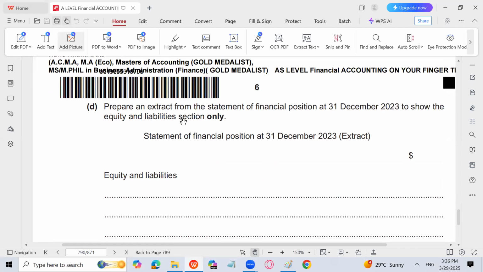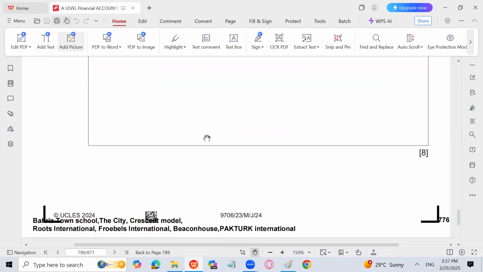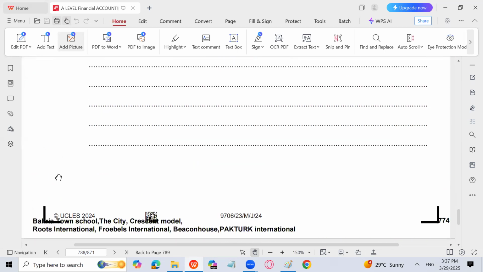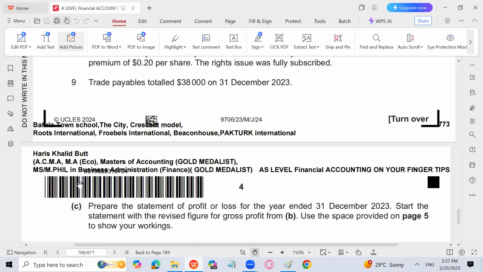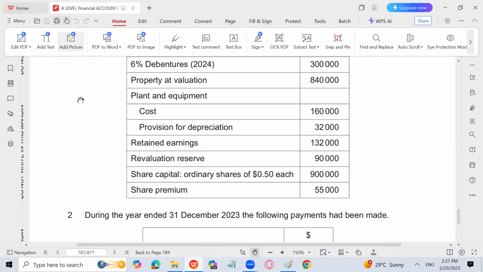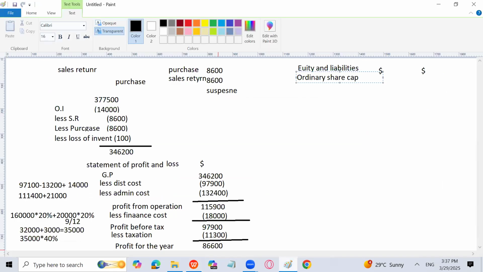Now, prepare an extract from the statement of financial position at 31st December to show the equity and liability section only. Only the equity and liability section is required. And it also has 8 marks in the exam. So we'll start from the equity section. But here you need to be very focused. Why? Because share capital is 9 lakh. So you have to divide 9 lakh by 0.5 to get the number of shares first. That is going to be 18 lakh.